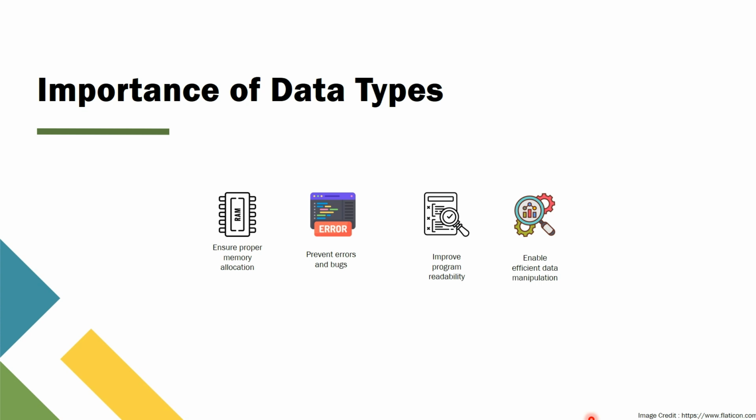And second, data types prevent errors and bugs. The third one is data types improve program readability. And the fourth one is data types enable efficient data manipulation. The way the data is stored, retrieved, updated, deleted, all these data manipulations can be easily enabled with the help of data types.